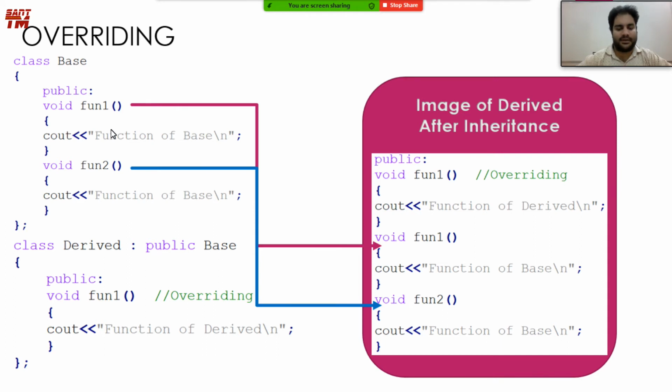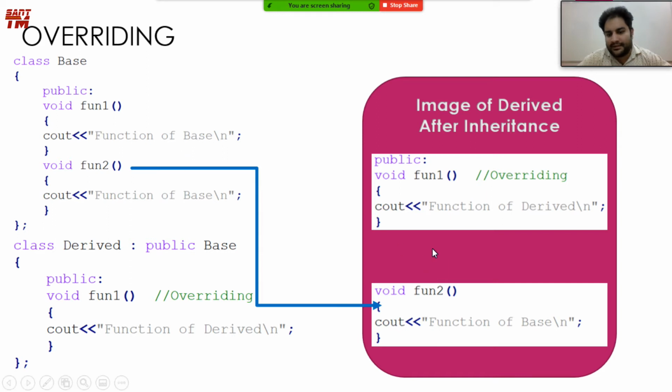Now let us understand this definition. Suppose here it is the image of derived after inheritance. After inheritance, what will happen? This fun1 and fun2 of base will also come into the derived class, and the derived class's own function is void fun1. This is also pre-existing here in the derived class. So there are two functions now of the same name, fun1 and fun1. So what I will do, I will override this fun1 so that this fun1 will vanish from here. See, the fun1 of the base class vanished from here and only fun1 of the derived class is now existing. This is the concept of overriding.